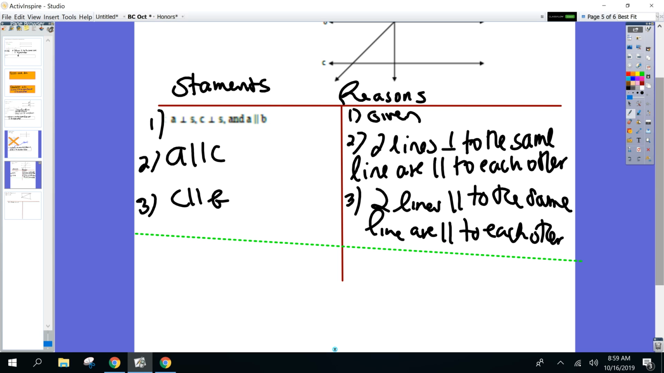Because we started with the 2 perpendicular lines, but we could have also started with A parallel to B. Do any of the A or B lines show up in the other 2 givens? A is perpendicular to S. Okay, I'm going to let you discuss it in your group. A is perpendicular to S, and A is also parallel to B. So what about B and S there?